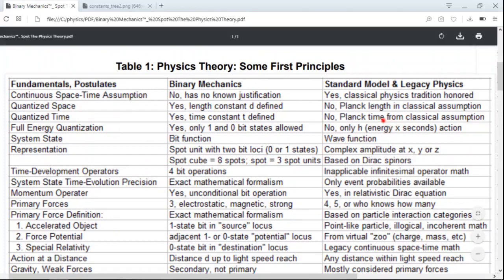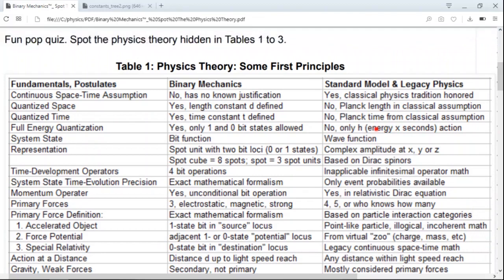In the classical regime, we have the smallest length, supposedly the Planck length, and the smallest time, the Planck time. And as far as energy goes, we only have Planck's constant h, which is actually a product of energy times seconds, and it's called an action. So it's not exactly an energy quantization separate from time or frequency considerations. However, in binary mechanics, we have only 1 and 0 state bits allowed.